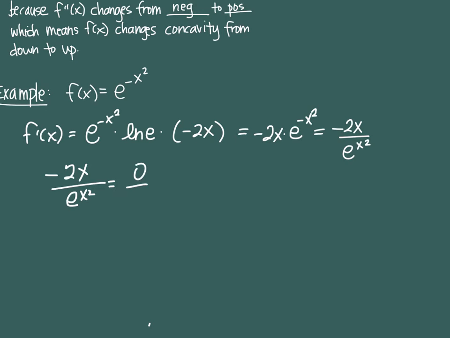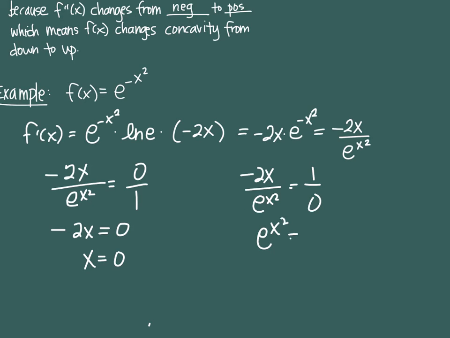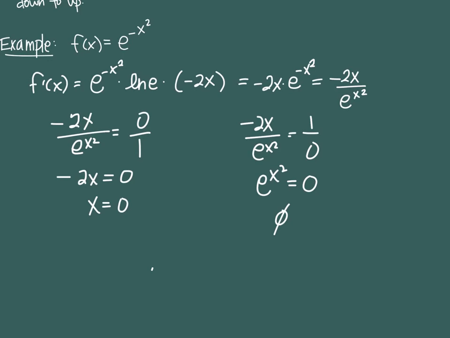So equal to 0 over 1. And the same equation equal to undefined. And I would solve for some critical values. So we'll cross multiply. So negative 2x equals 0, so x does equal 0. That's one of my critical points. When I cross multiply the other way, I get e to the x squared equals 0. And there are no critical points that come from an exponential being equal to 0. So I have my first critical point.